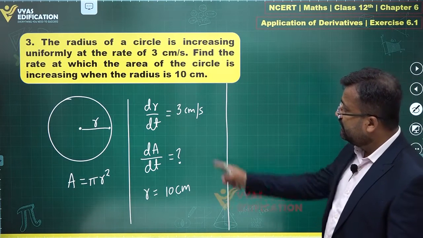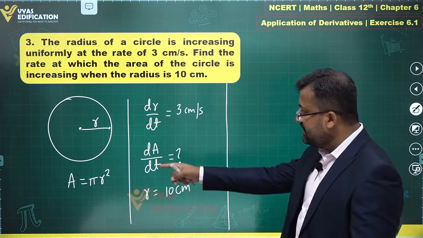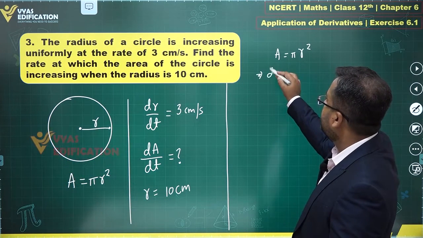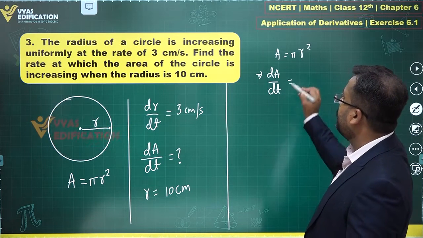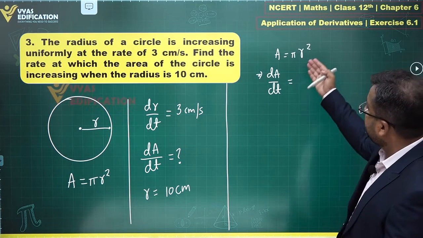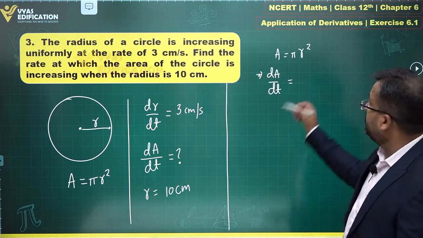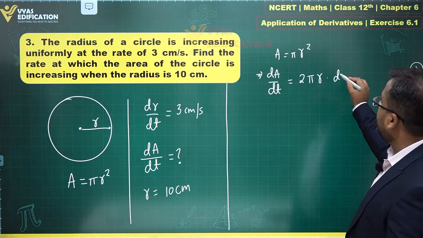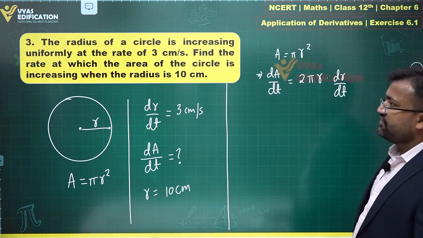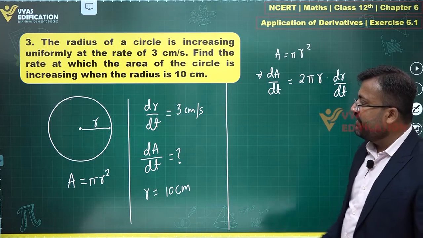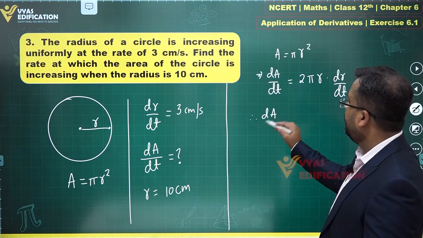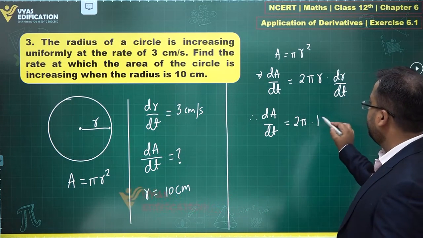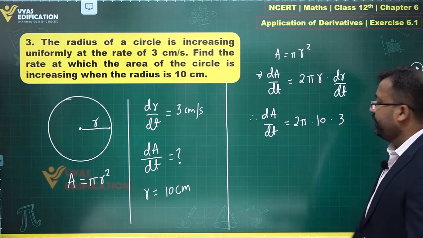This is asked with the help of this. We'll use A equals pi r square to solve our question. dA by dt will be simply equal to what? We'll have to differentiate with respect to time, therefore we'll apply the chain rule. This is pi times 2r, and the derivative of r with respect to time will come over here extra. That's the formula. Now we can substitute the values. dA by dt will be equal to 2 pi times r is 10 and dr by dt is 3. This is what we have.